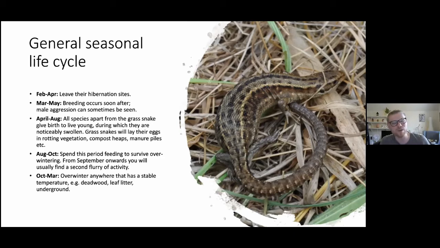And there is this flurry of activity where you have a lot of juveniles and you have a lot of adults looking to feed as much as possible, really to put on as much weight as they can to survive the overwintering period. And then the cycle continues. Okay, back to hibernation, and then back out again the following spring.